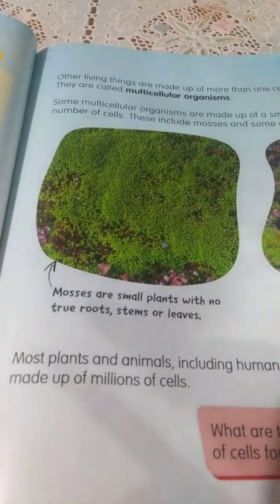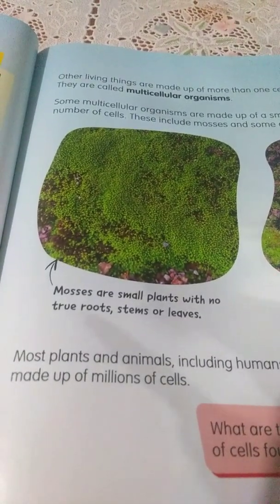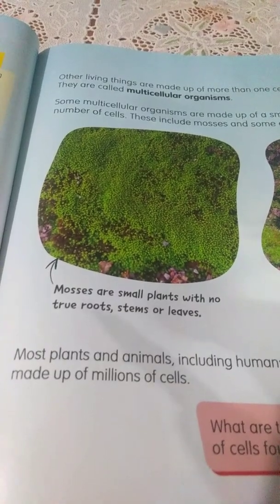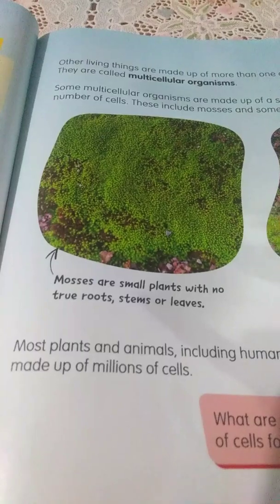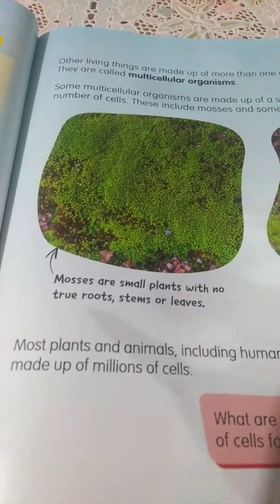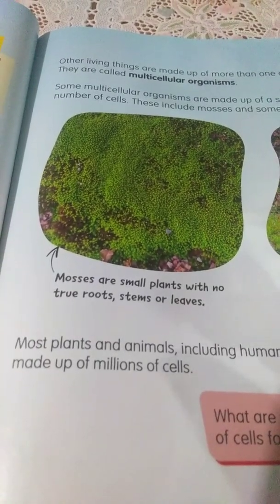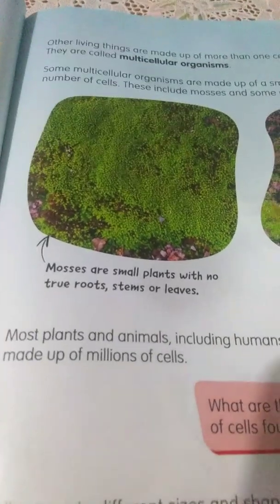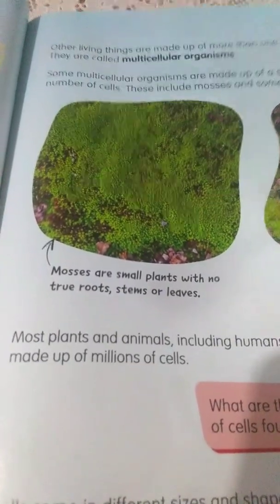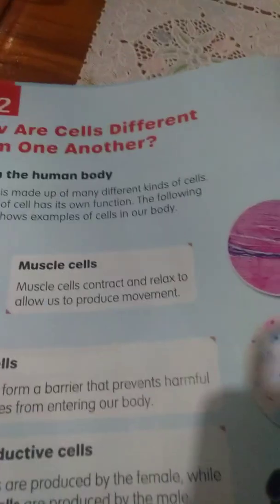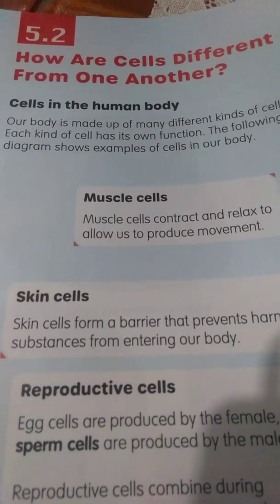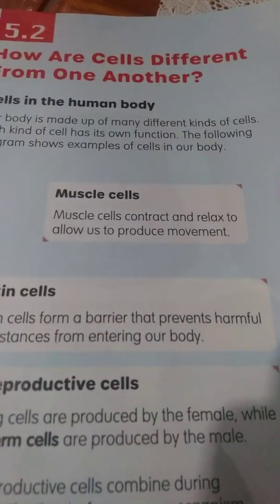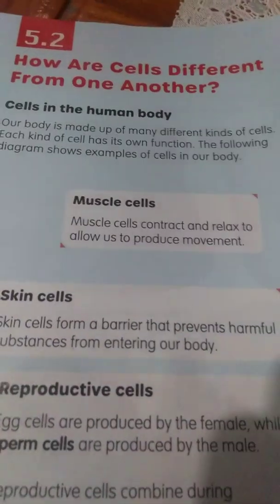So there are two kinds of organism based on the cells. Based on the amount of cells, the first we call unicellular organism, and then the second multicellular organism. And then for the second part, bagian yang kedua ini, we will study the kinds of cell of human.